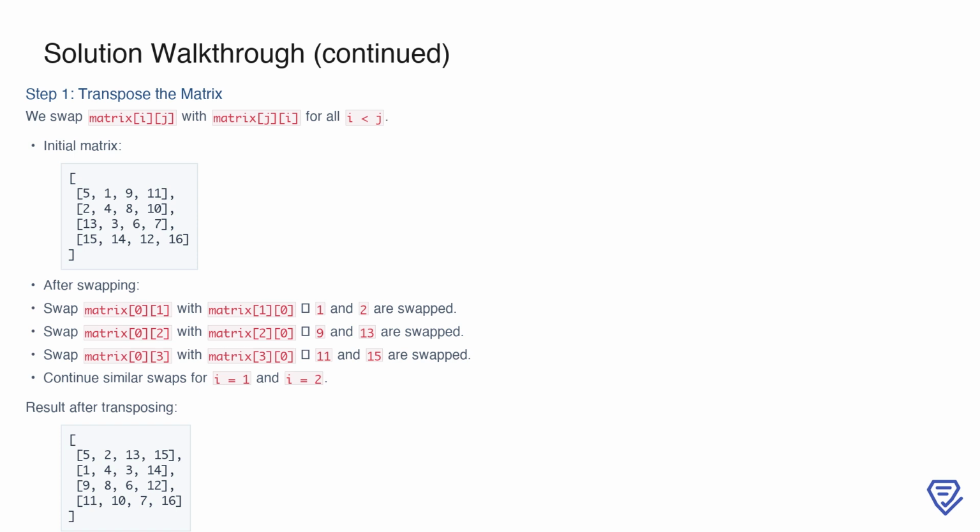Looking at the swaps, matrix[0][1] is swapped with matrix[1][0], exchanging 1 and 2. Then, matrix[0][2] is swapped with matrix[2][0], swapping 9 and 13. Next, matrix[0][3] is swapped with matrix[3][0], exchanging 11 and 15. This process is repeated for indices where i equals 1 and 2, completing the transpose. The intermediate result shows the matrix after all these swaps, with rows converted into columns.